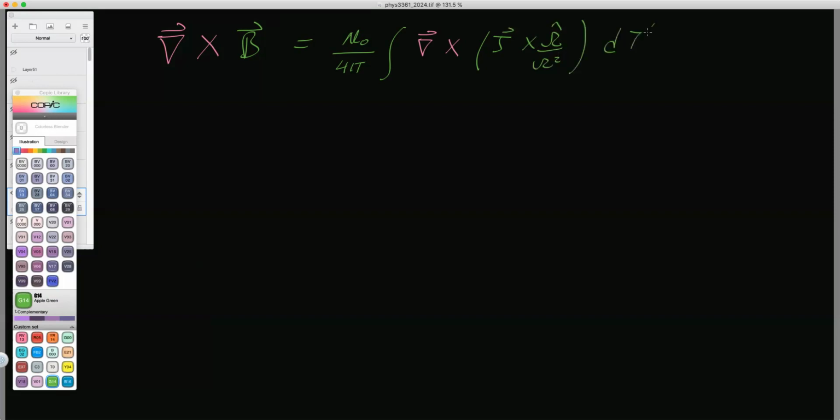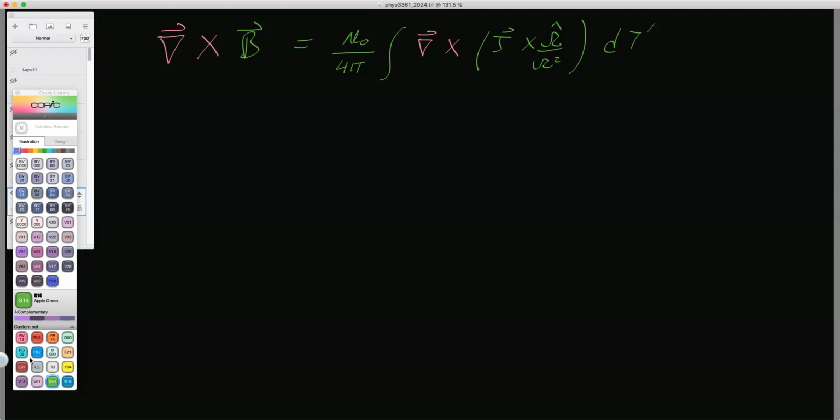D tau prime. Okay, fine. So again, you can go look up or derive, because remember we now have a cross product, so a curl of a cross product. There is a product rule for that. So let's write it out.